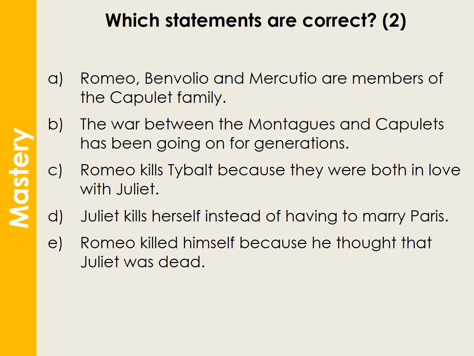So is it A, Romeo, Benvolio, and Mercutio are members of the Capulet family? The war between the Montagues and Capulets has been going on for generations. Romeo kills Tybalt because they were both in love with Juliet. Given that Tybalt's her cousin, that might be a bit awkward, but never mind. Juliet kills herself instead of having to marry Paris, and Romeo killed himself because he thought that Juliet was dead.